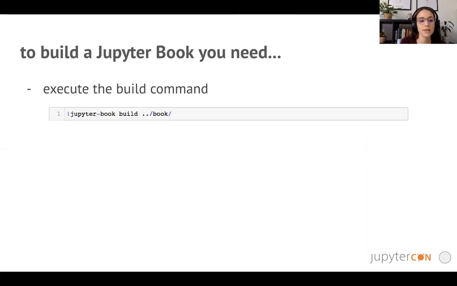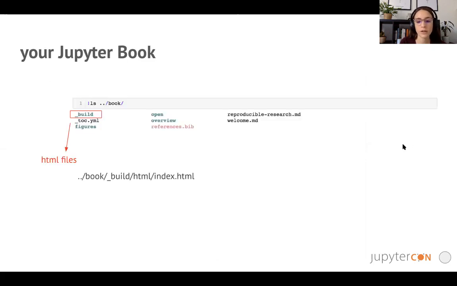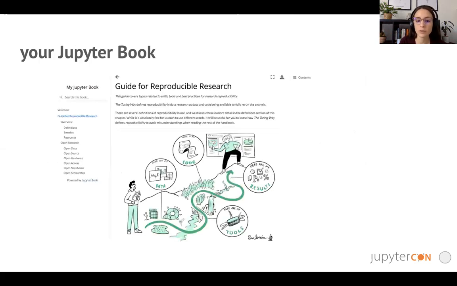And to do so, we need to execute the command jupyter book build and provide the path to your book folder. And after running your command, you should see a build folder in your book folder, which contains all the HTML files. And if you follow this path and you open the HTML files, then you will be able to see your first Jupyter Book. And your first Jupyter Book should be something like this. So by the end of this tutorial, you should be able to have something like this.